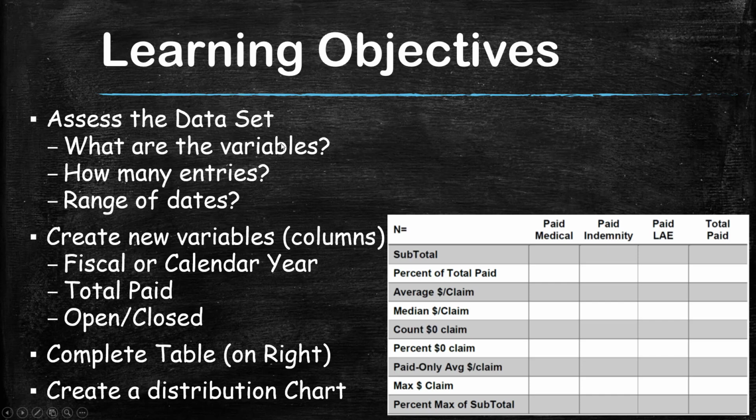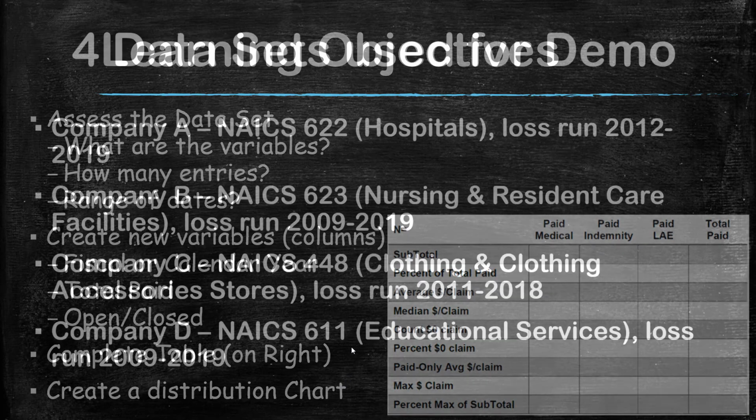But we want to look at the header row, and that of the variables or the characteristics of the claim. Look at the range of dates that are covered. Ideally, you have 10 years worth. The number of entries. Then we're going to fill out this table, which I call descriptives. And then finally, we're going to look at a distribution chart of the data.